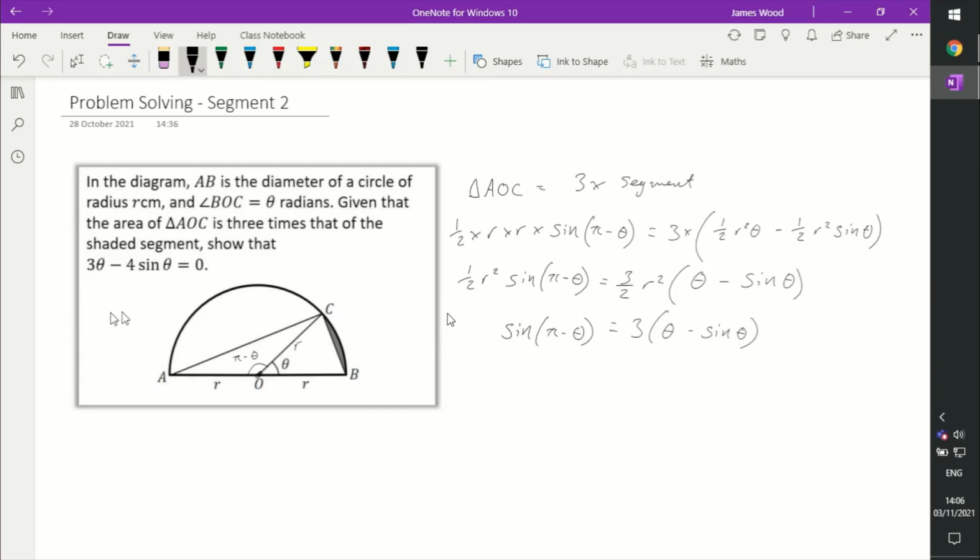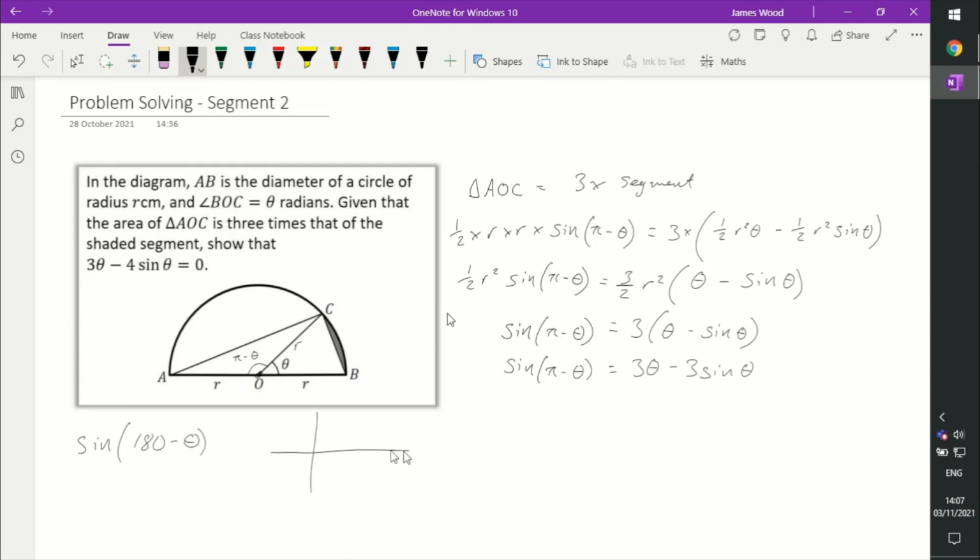Okay, well, that's kind of looking like this. I've got sine pi minus theta equals 3 theta minus 3 sine theta. Well, it doesn't quite look like this, does it? But it's got the 3 theta and it's got 3 sine theta rather than 4 sine theta. We need to think quite carefully about this. Sine pi minus theta. Maybe think of this as sine 180 minus theta, if that helps in degrees.